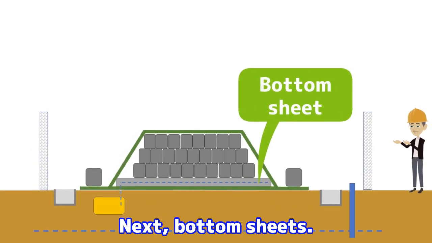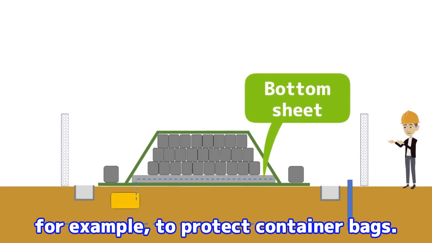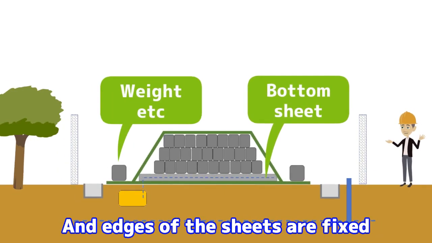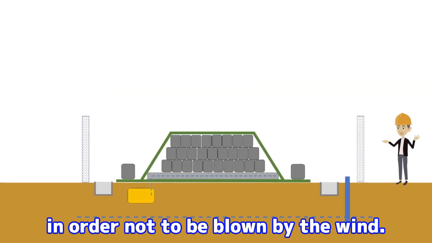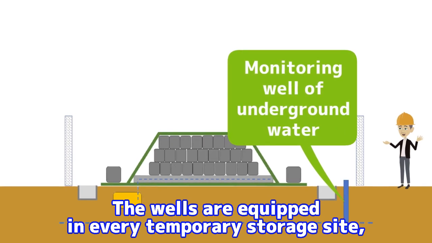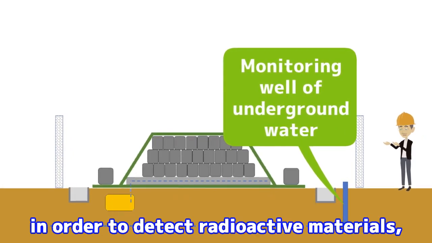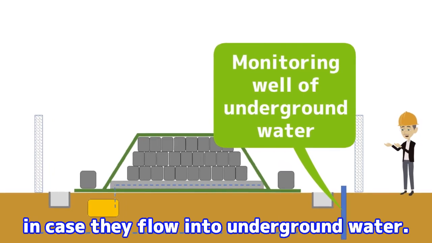Next, bottom sheets. The bottom sheets have been used, for example, to protect container bags, and edges of the sheets are fixed in order not to be blown by the wind. And at last, monitoring wells of underground water. The wells are equipped in every temporary storage site, in order to detect radioactive materials in case they flow into underground water.